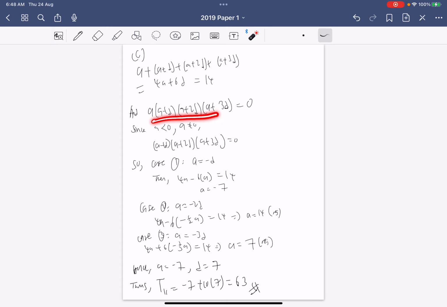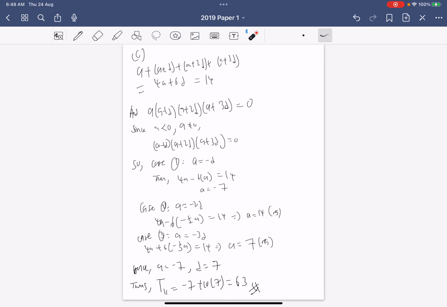We also know the product is 0. But since we know A is negative, meaning it's non-zero, we can cancel out A and we are left with these 3 factors. So we just need to do it case by case. Case 1 is just A equals minus D. So A is minus 7. And in case 2, we get that A equals minus 2D. But then this will result in A being 14. But we know A has to be negative, so we have to reject this.